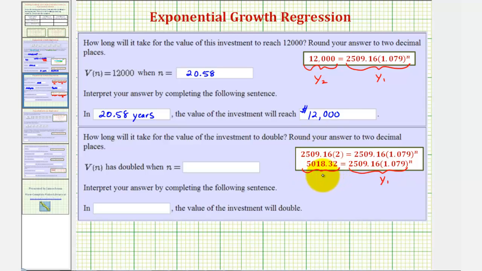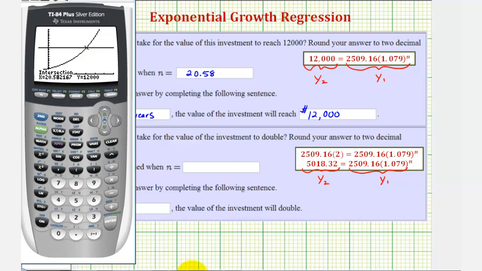And again, to solve this graphically, we already have this in y1, so we'll now enter 5,018.32 in y sub 2, or y2, and again find the point of intersection. So we'll go back to the calculator one more time, press y equals, and we'll change the 12,000 in y2 to the doubling amount of 5,018.32. Again, if we use the initial value from the table, this amount would be slightly different. So now we'll press graph.